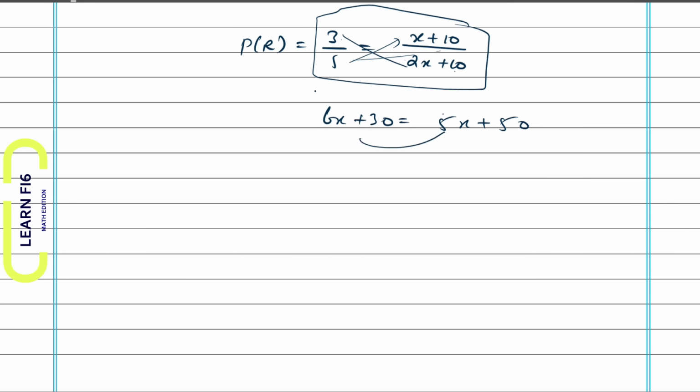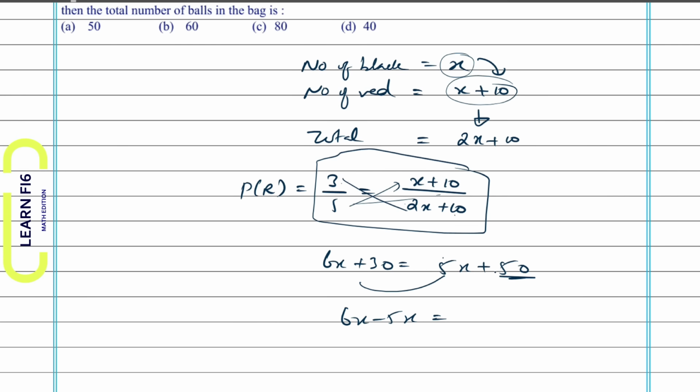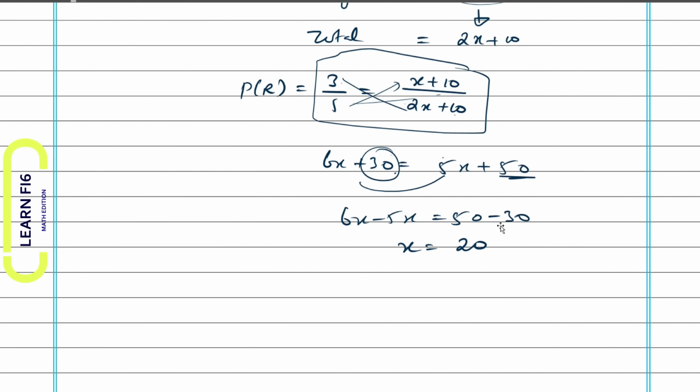I'm going to bring this to this side, so I will get 6x minus 5x. This 50 stays as it is, and I'm going to bring this to the right side, so it will become minus 30. So we will get x is equal to 20. Okay, 6x minus 5x is x, and 50 minus 30 is 20. So the x value is 20.